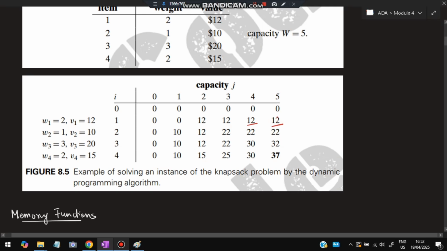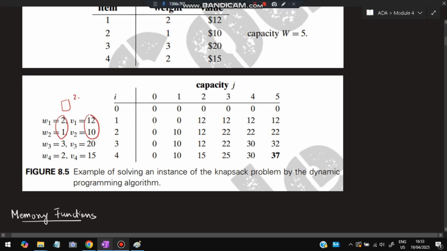So 2 capacity will be occupied in the 5, and 3 will be remaining empty. Okay, now since there is empty space, we can fill another item. So we'll write the second row. If we choose 2 items, the first and second item, 2 plus 1 is 3. If I have a capacity of at least 3, I can store both of them and I'll get the profit 22.